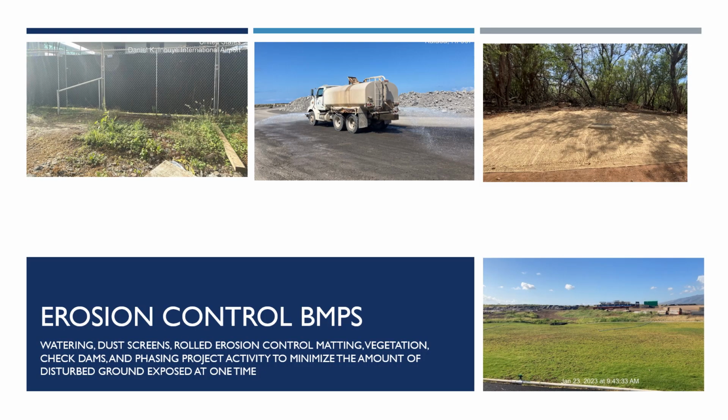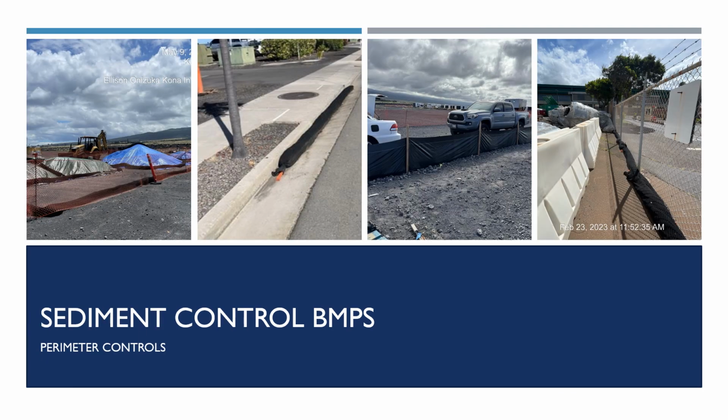Erosion controls include watering, dust screens, rolled erosion control matting, vegetation, check dams, and phasing project activity to minimize the amount of disturbed ground exposed at one time. Sediment controls include filter socks, inlet protection, and silt fences. Many sediment control BMPs can also capture trash and debris.